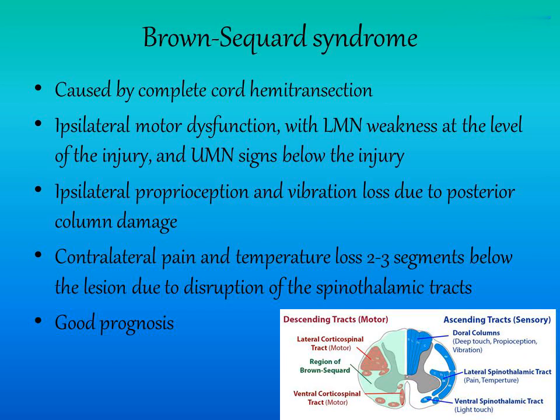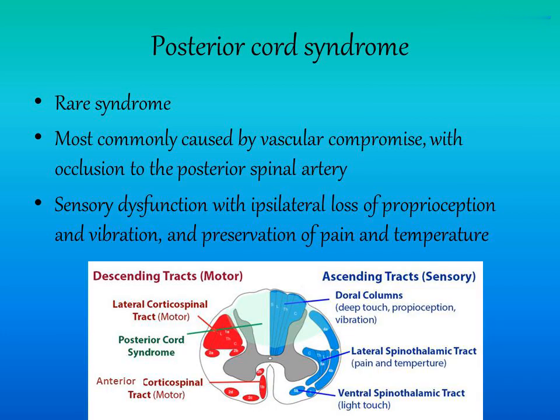Anterior. Brown-Sequard syndrome. Caused by complete cord hemitransection. Ipsilateral motor dysfunction, with LMN weakness at the level of the injury, and UMN signs below the injury. Ipsilateral proprioception and vibration loss due to posterior column damage. Contralateral pain and temperature loss 2 to 3 segments below the lesion due to disruption of the spinothalamic tracts. Good prognosis.